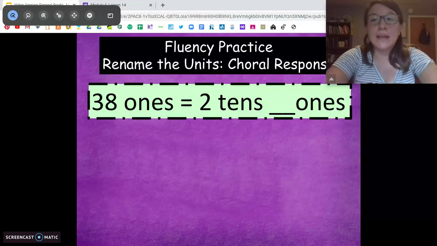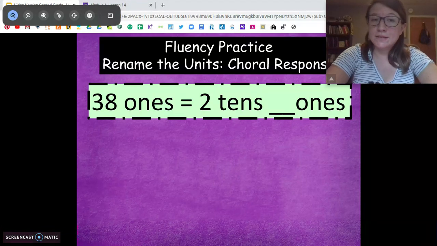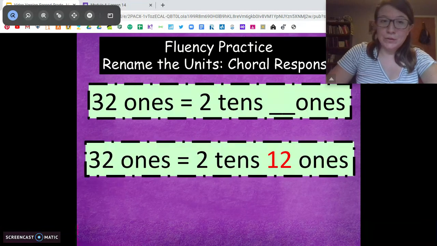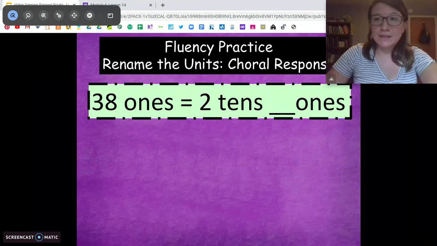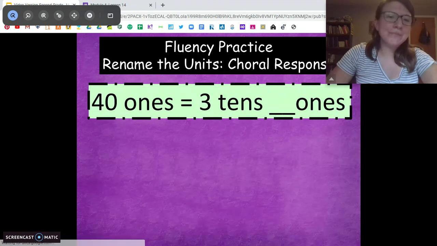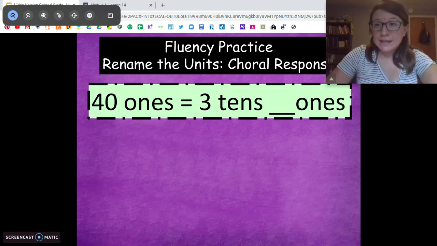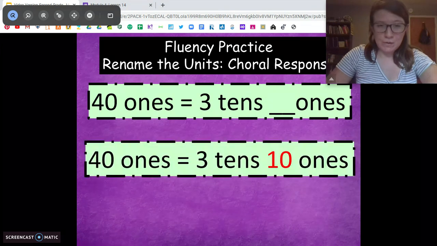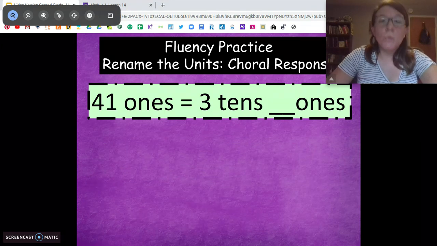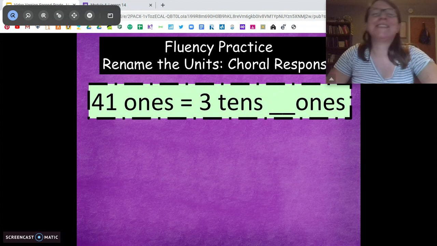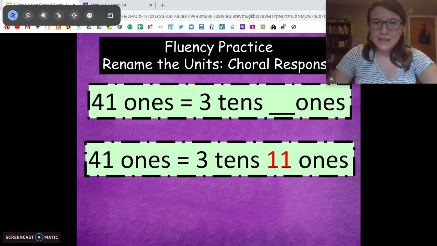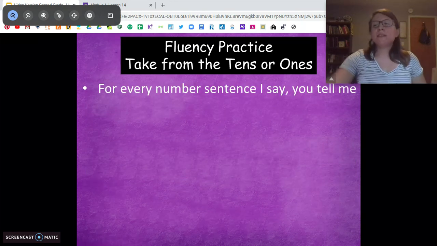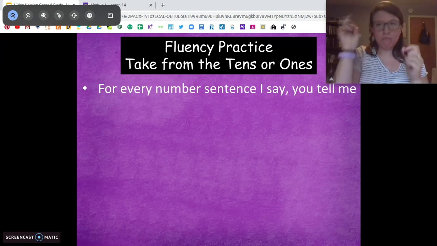Try this one. 38 ones is 2 tens and, use this one to help you. 38 ones, 2 tens, 18 ones. Very good. 40 ones is 3 tens and 10 ones. Awesome. 41 ones is 3 tens. How many ones? 11 ones. Awesome.